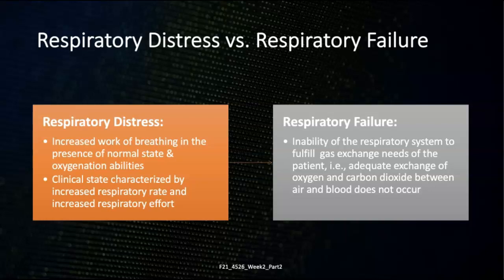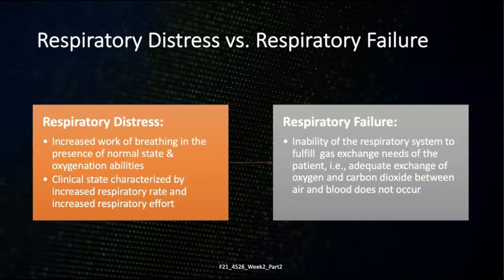Respiratory distress is increased work of breathing in the presence of normal state and oxygenation abilities. So it's characterized by increased respiratory rate and an increased respiratory effort in an attempt for your body to maintain homeostasis. Respiratory failure happens when homeostasis can no longer be maintained. So typically you would have normal oxygenation levels in respiratory distress.